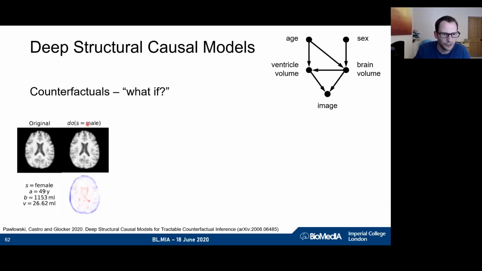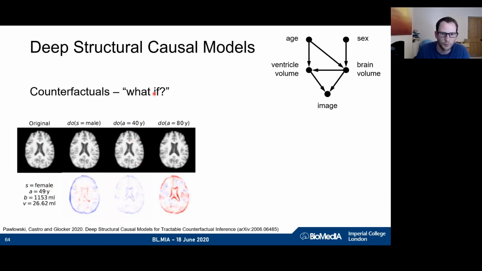So you can do interventions. If you change the sex, there's a slight change, not too much. It's just a little bit of change on the overall brain volume here. This was 49 years old; now we go down to 40, and not much changes. We are relatively close. If we make that person older, we see what we kind of expect: the brain shrinks and the ventricles grow. This is what you see in the difference image. So larger ventricles, overall a little bit smaller brain volume.